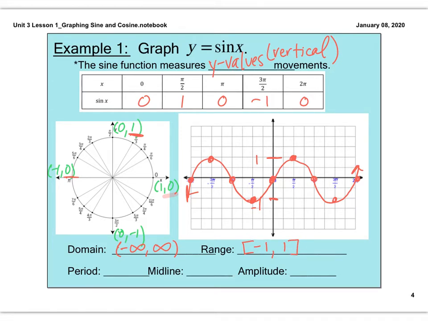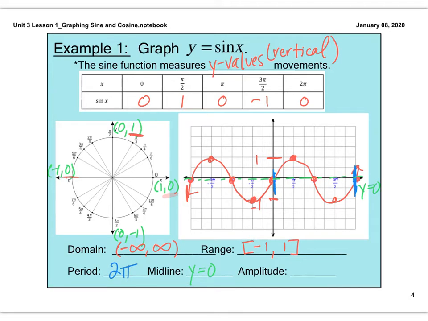The period, remember, the period starts here and ends here. After that, it's going to keep repeating the same pattern. Well, that period is 2 pi. The midline in this case goes right across here. Half of the graph is above that line, half is below. That's at y equals 0. So the midline is y equals 0. That's the equation of that midline.